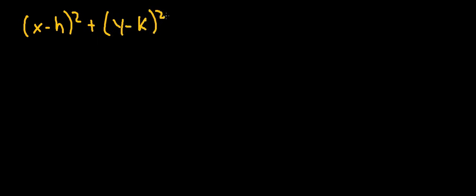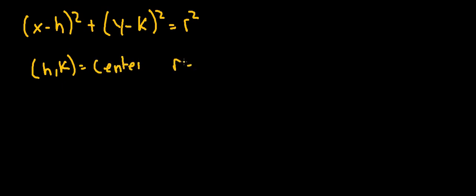The equation of a circle, I've mentioned a few times in previous videos, but here we're going to learn exactly how it works. So the equation of a circle goes as follows: (x minus h) squared plus (y minus k) squared is equal to r squared, where the point (h, k) is the center point of the circle, and r is the radius.